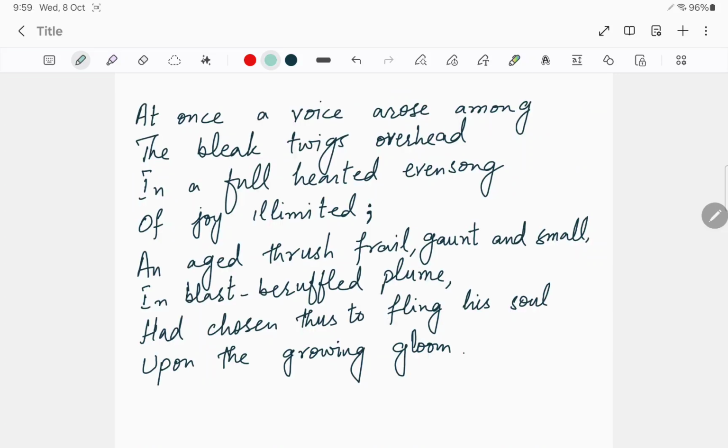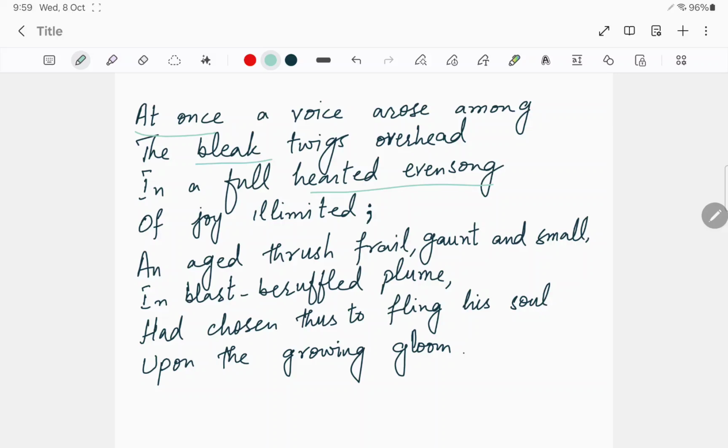All right, dear students, we have moved to stanza number three, and there is actually a sudden shift here, because we see at once, that means suddenly, a voice rose among the bleak twigs. Bleak means very sad or dark, and there is a voice coming from the plants in a full-hearted even song of joy illimited.